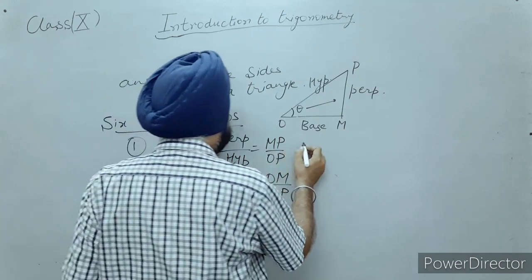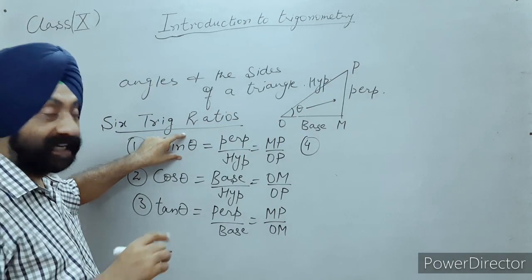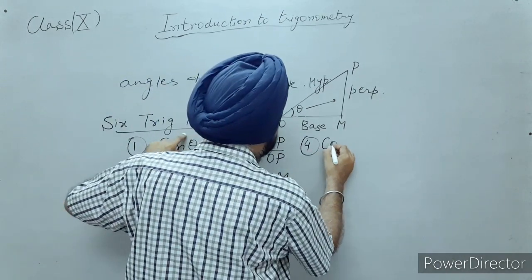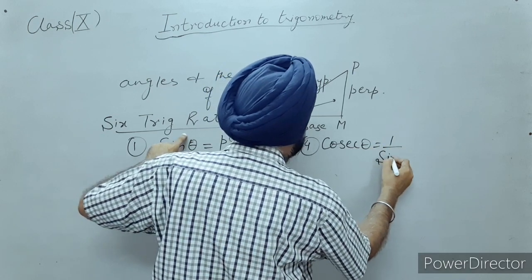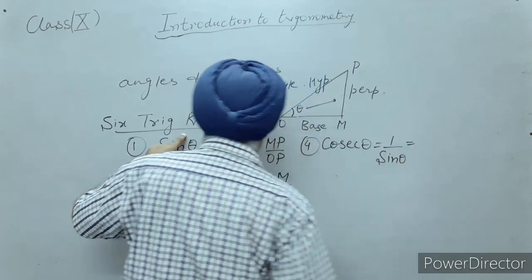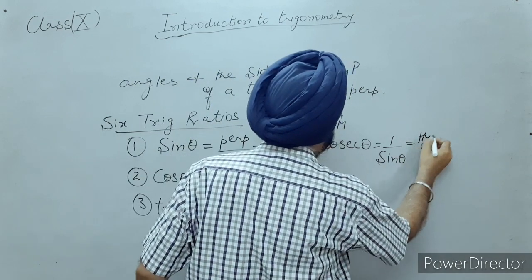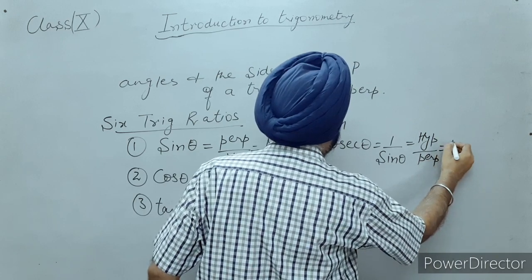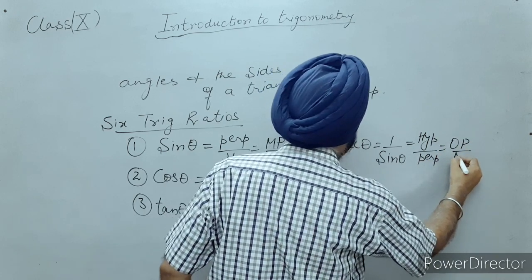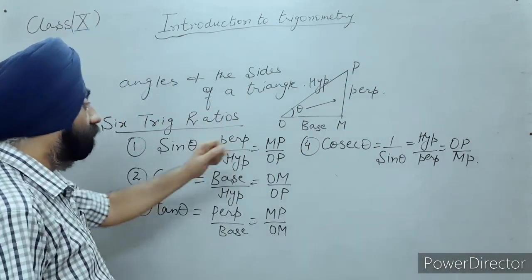Now fourth one is the reciprocal of sin theta, that is cosec theta. It is 1 upon sin theta. Therefore it becomes hypotenuse upon perpendicular, that is OP upon MP. This is hypotenuse upon the perpendicular.